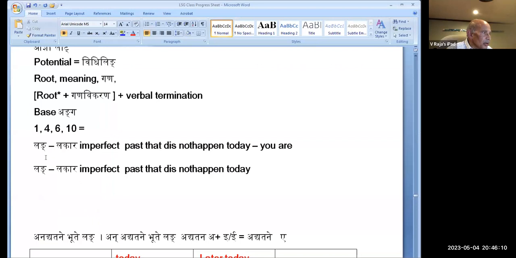And this is called lit. And this one is lit lakara. This is known as the perfect. I'll tell you what this lit is. Past that, this is called parokshe bhute lang, lit.